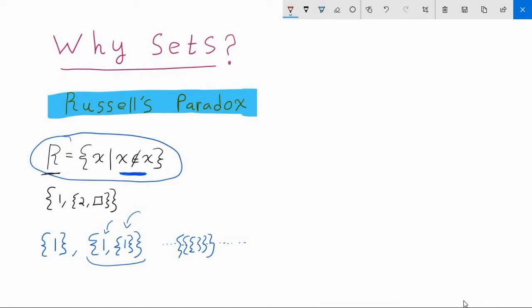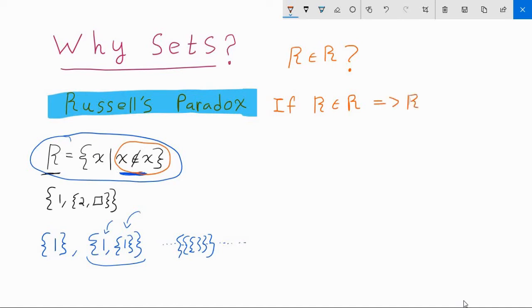The issue pops up when we try and ask ourselves a question. And that is, does the set R contain itself? So here's how the argument goes. If this was true, if it was the case that R was contained in itself, that means that it has to obey the rule that it does not contain itself.